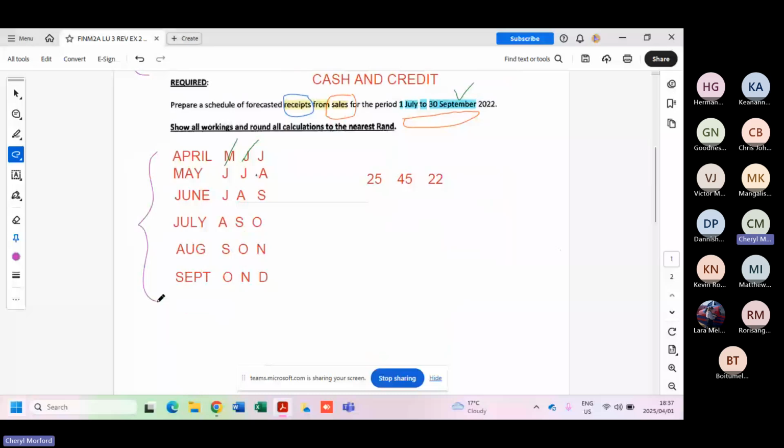We're going to isolate the months that are relevant. We're going to then populate the table with the correct percentages, and total for the credit purchases. Then the balance will be the cash. Add the two together, off you go.